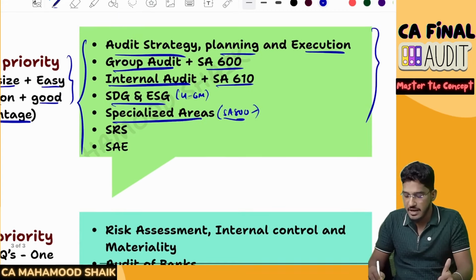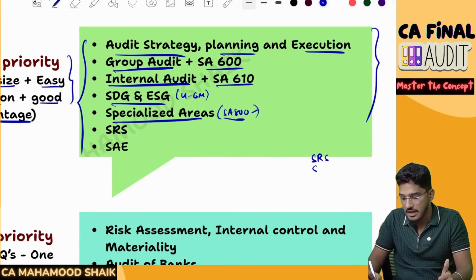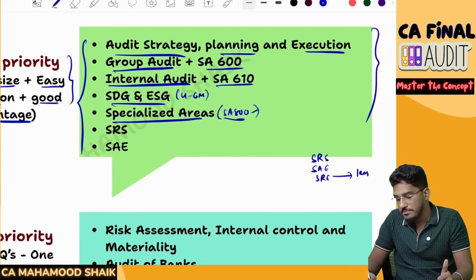Then we have special standards. As you all are aware, we have something called SRS, SAE, SRE. See, SREs are very lengthy.